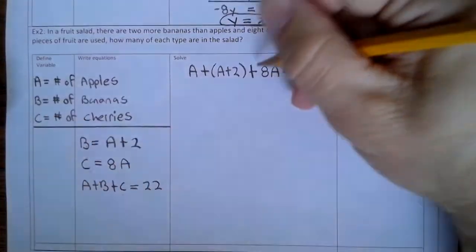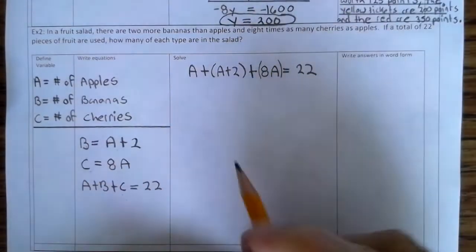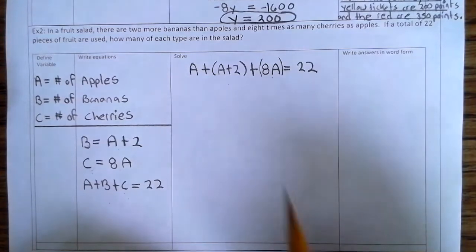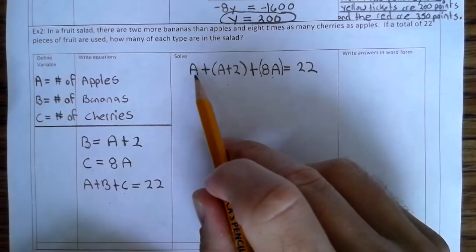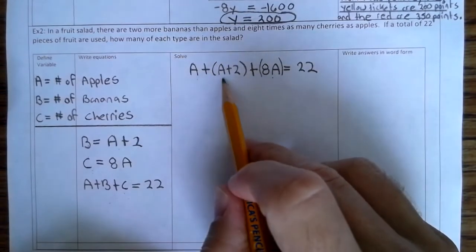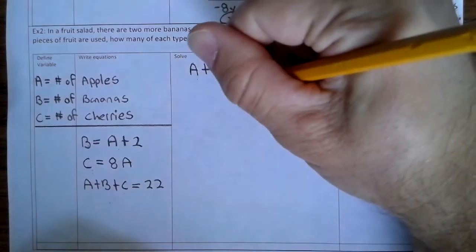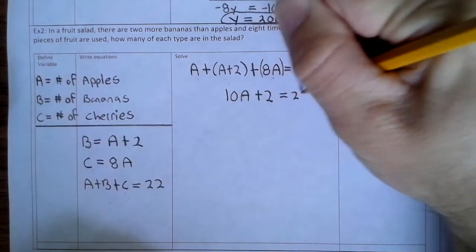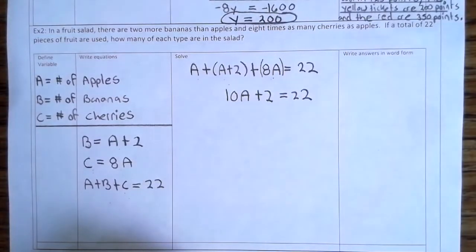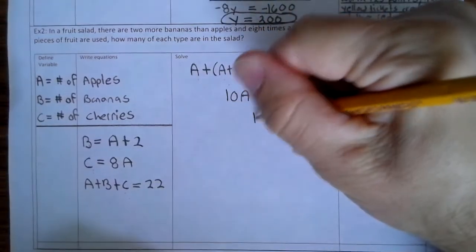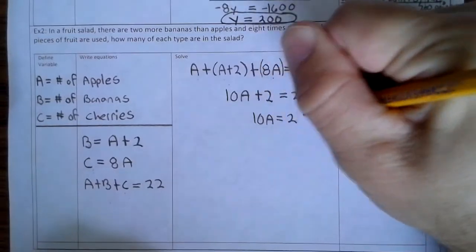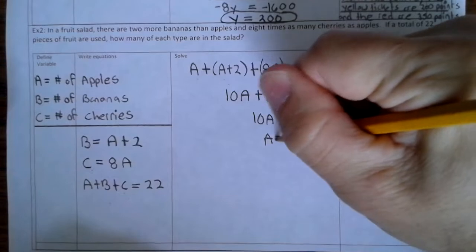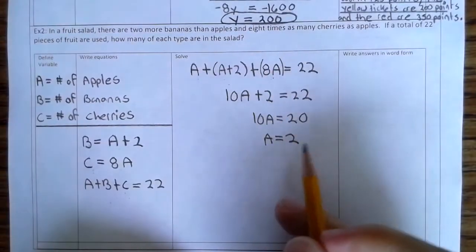Now you notice by substitution, we have an equation only with A, so we can solve for A. Let's combine like terms. A plus 8A is 10A plus 2 equals 22. Subtract 2 from both sides, so you get 10A equals 20. Divide both sides by 10, A equals 2. So there are 2 apples.